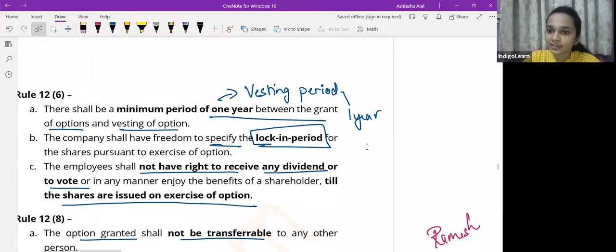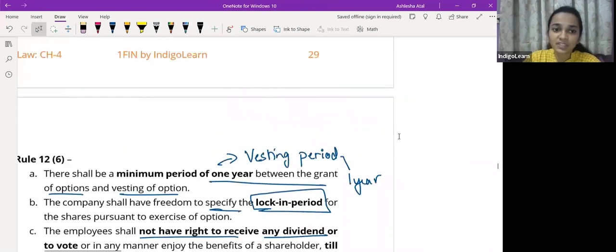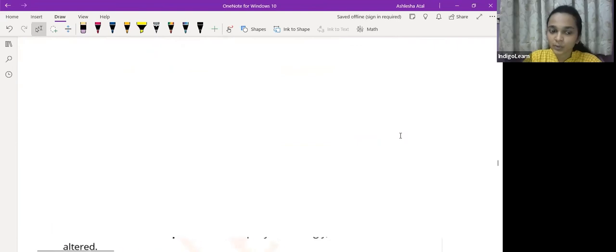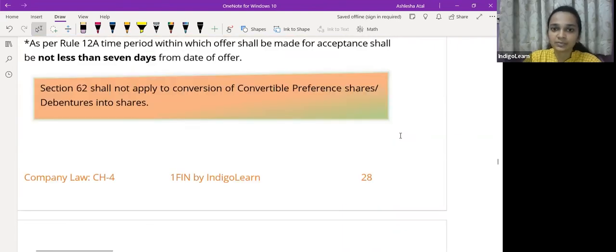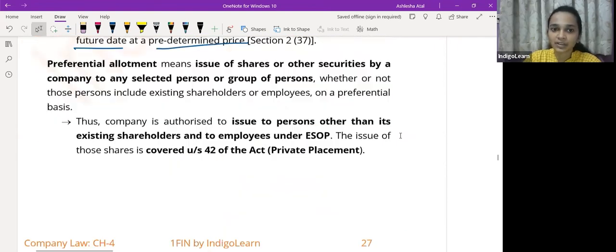Is ESOP clear? ESOP is something wherein most people get confused. What is ESOP? Why is this issued? How is this issued?